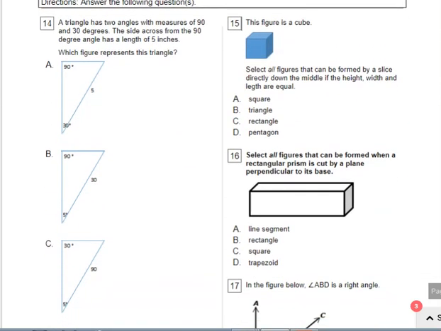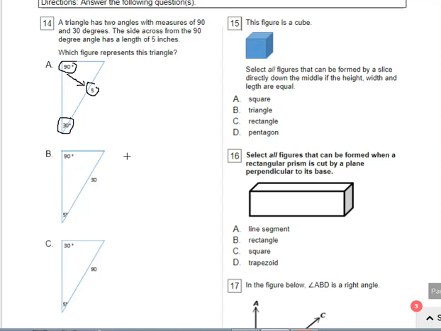And I know that's frustrating as a student. Sometimes they make these tests really difficult. Question number 14, a triangle has two angles which measure 90 and 30 degrees. The side across from the 90-degree angle has a length of 5 inches. So you have one angle labeled, another angle labeled, and the side across. Remember, we talked about opposite, vertical, and in this case, it is 5 inches.